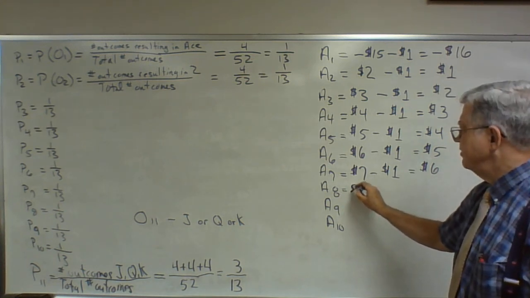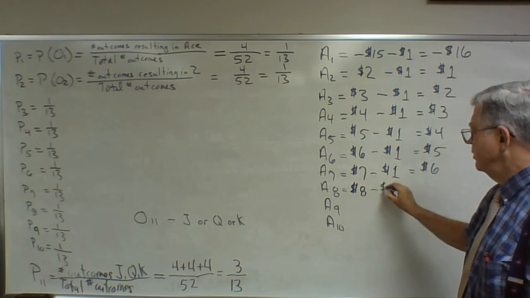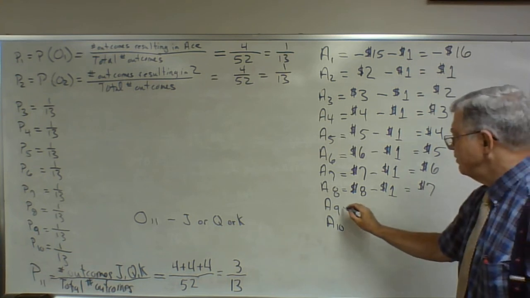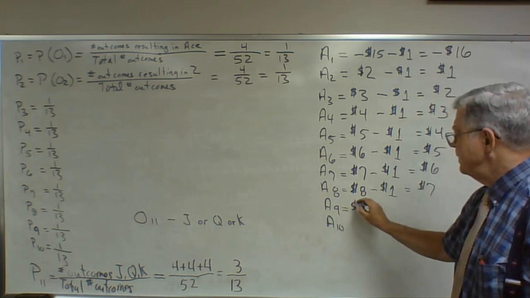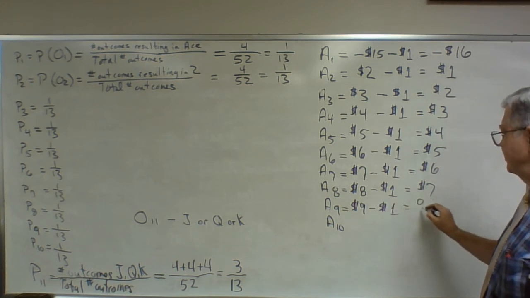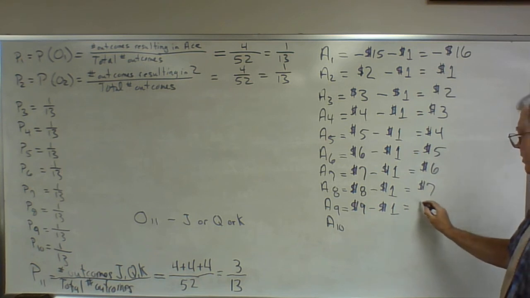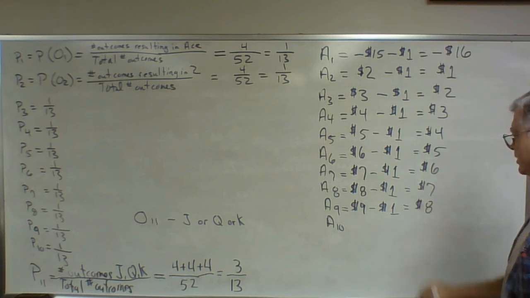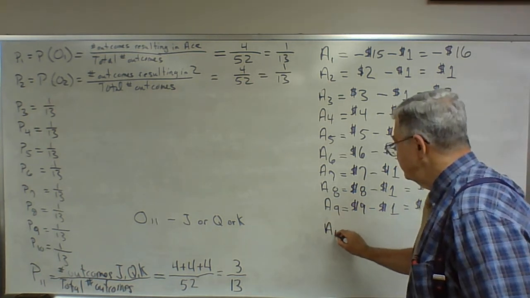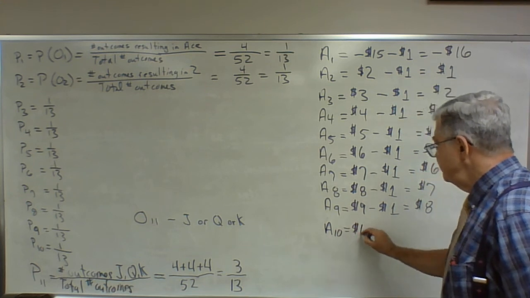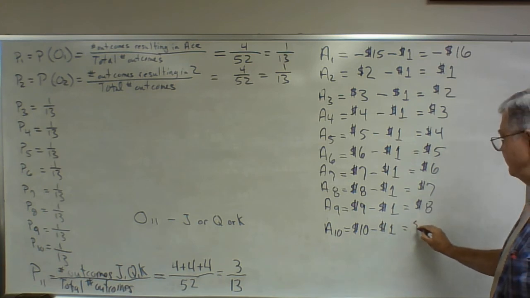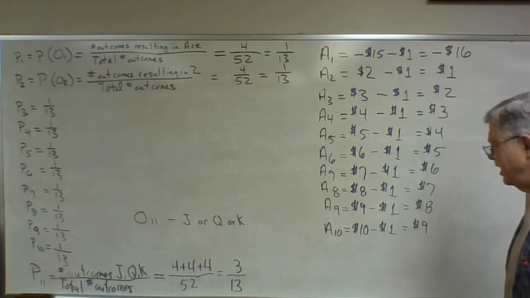If we get an 8, that gives us a $7 gain. And if we have a 9, that gives us an $8 gain. And if we had a 10, we win $10 minus that $1 that we had to pay to play. Our gain is $9.